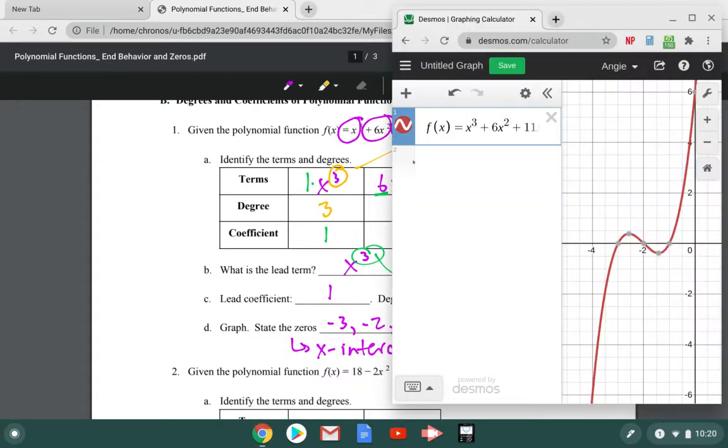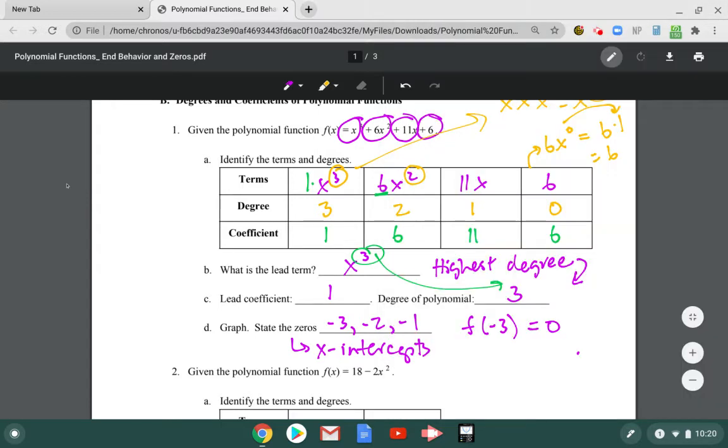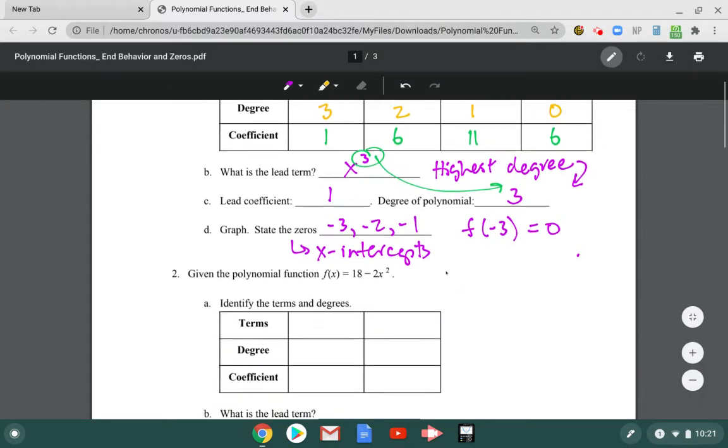There's Desmos. So if I were to go down here to an empty cell and ask my program to evaluate the function at -3, so what's f of -3? Sure enough, it says 0. And I can confirm that each of the values, as I plug that in for x, gives me a 0. So a couple different ways of thinking through that language. Okay, let's take a look at the next example.